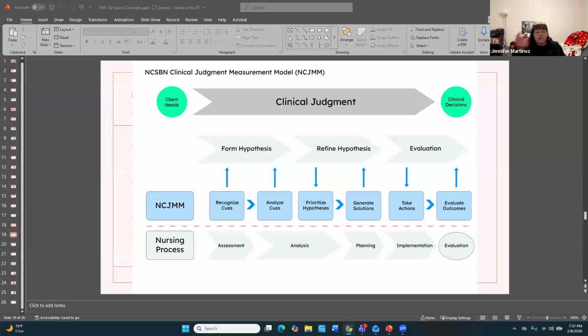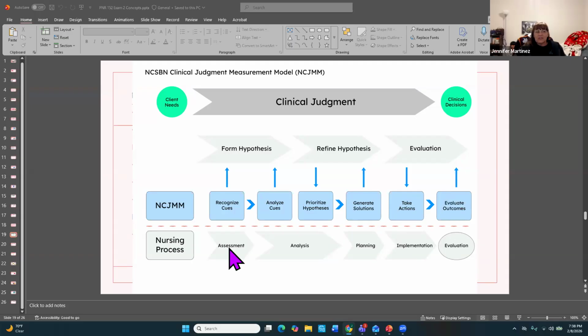When you are working through the assignments that you do in your Sure Path, it's using the nursing process and that clinical judgment model. So assessment is recognizing cues. Analysis is analyzing and prioritizing hypotheses. Planning is generating solutions, taking action is implementation, and evaluating outcomes is your evaluation, right?